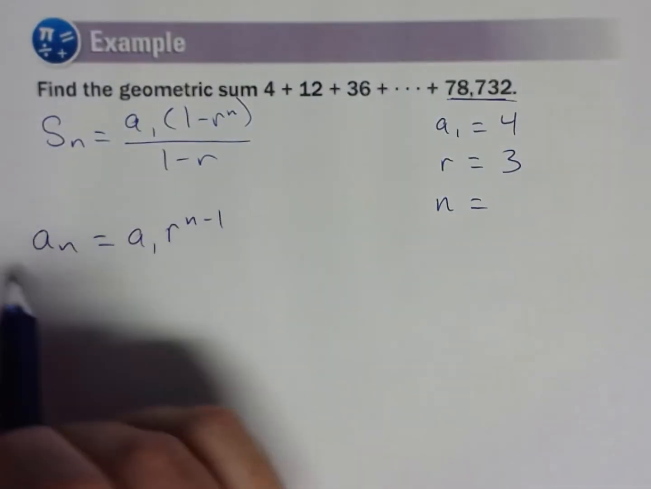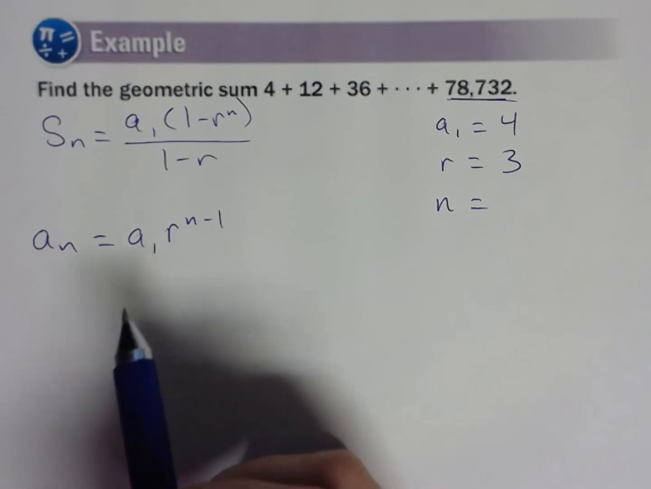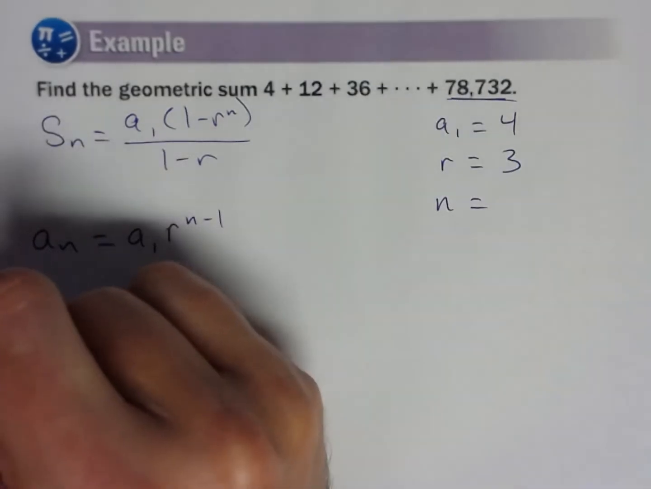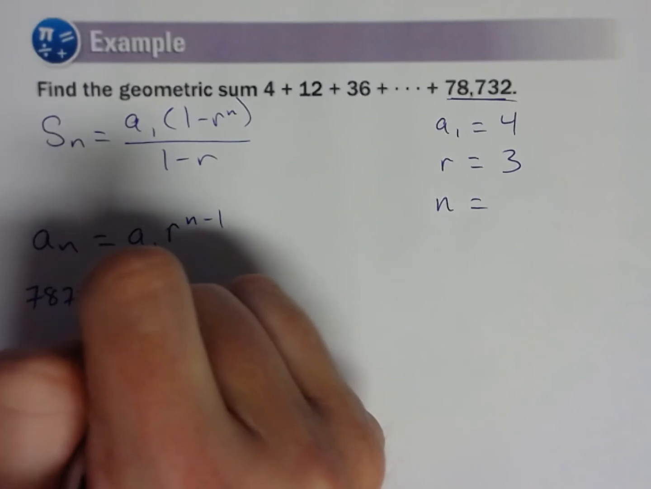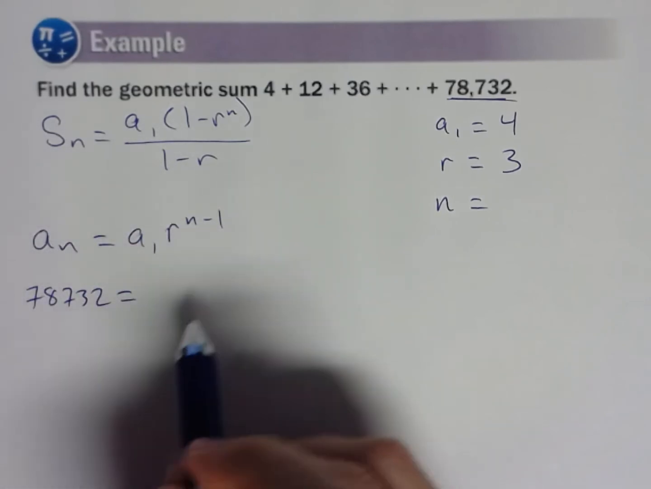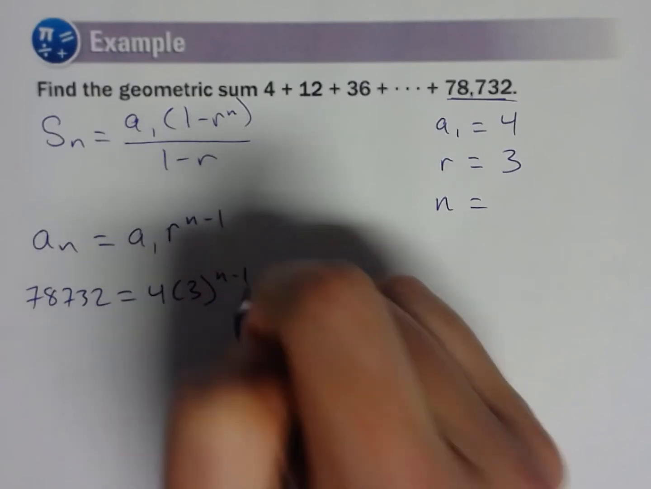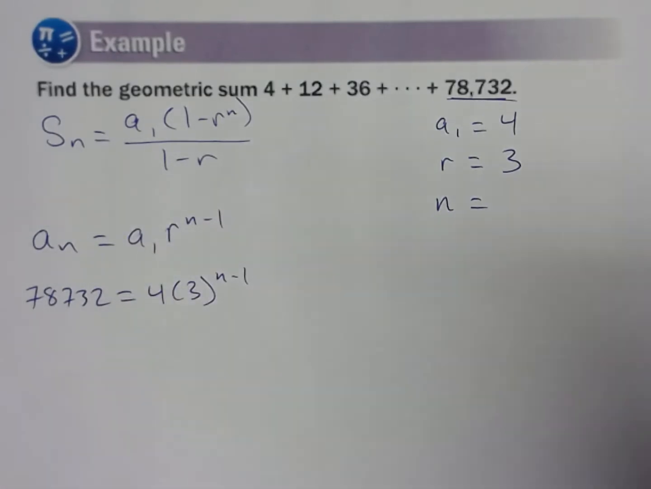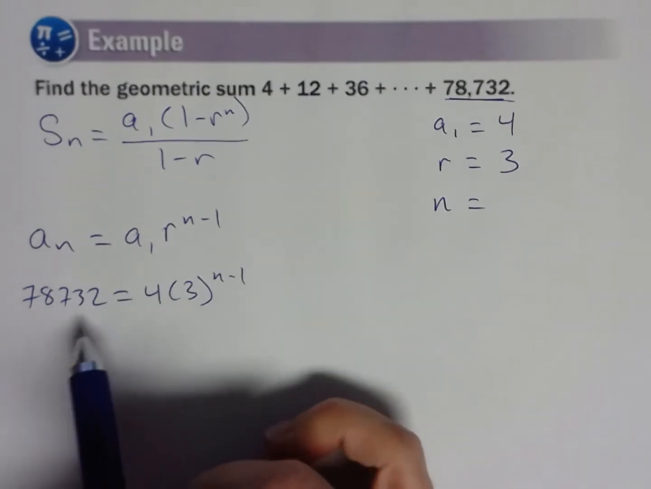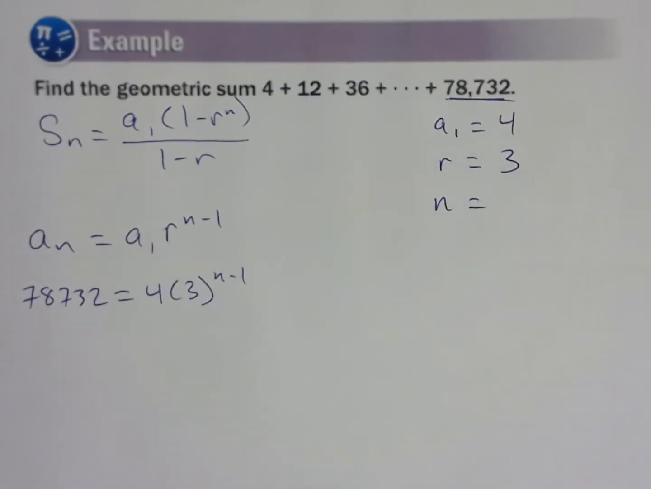And we're going to solve this. We're going to figure out what n is. So let's plug in what we know. So 78,732, that's the nth term, equals the first term times r to the n minus 1. So now we have a little equation we could solve. We've done logarithms, so we could solve this with a log if we want. Honestly though, quickest thing, just go graph it.